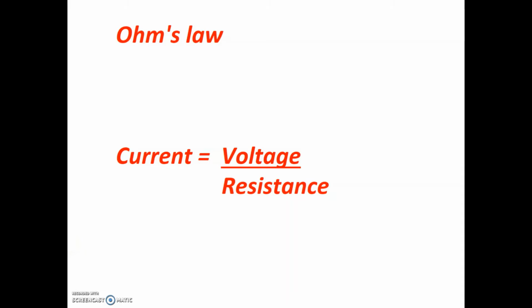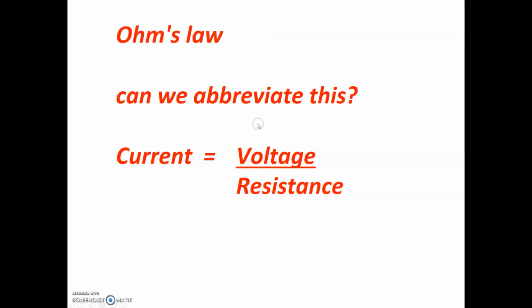Okay, so that's Ohm's law. Current equals voltage divided by resistance. So let's get into some of the particulars. Can we abbreviate this? Yes. We're physicists. We abbreviate everything.